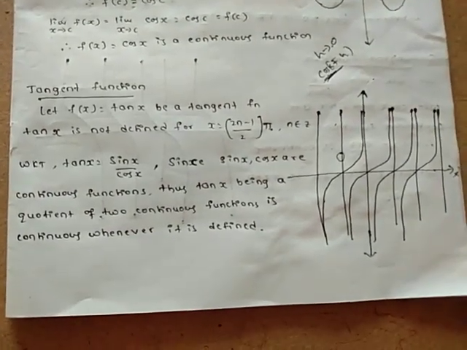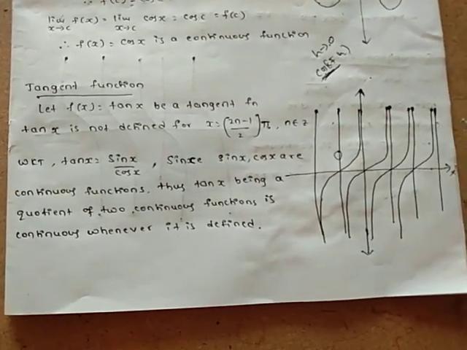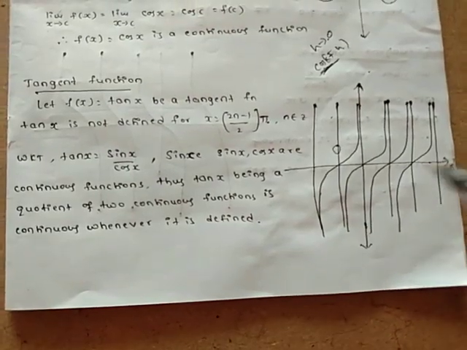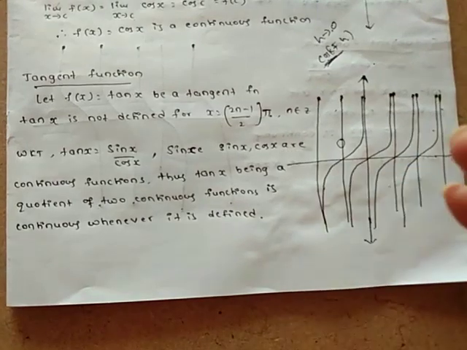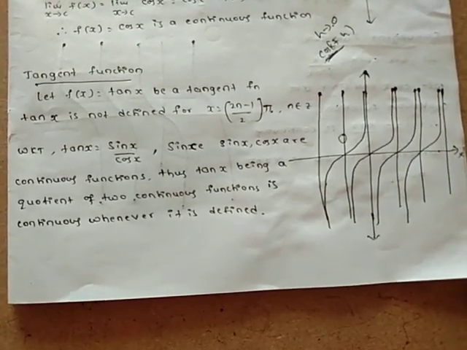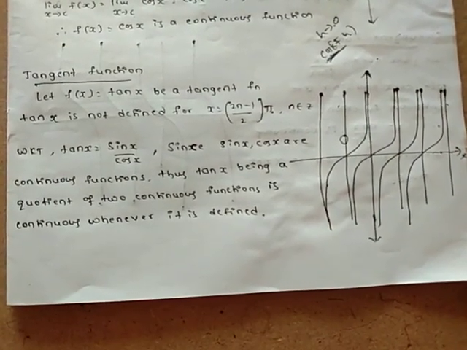Wherever the tangent function passes through certain points, on those points the given function is a continuous function. Wherever the function is not defined, on those points the given function is not continuous. So observe the proof here.